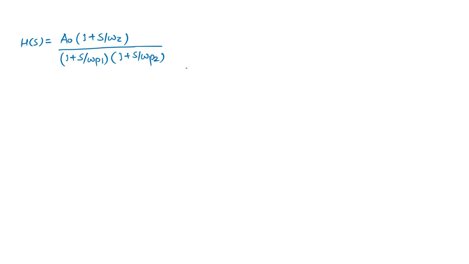In general, we consider that this omega P1 is much lesser than omega P2, and we also say omega P1 is much lesser than omega UGB. Also, for a better design or the first order design, we consider omega p1 is much lesser than omega z. In general, we have considered these three things.